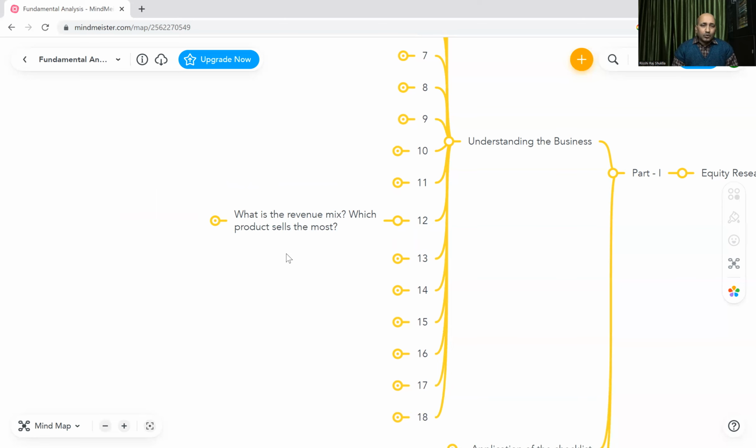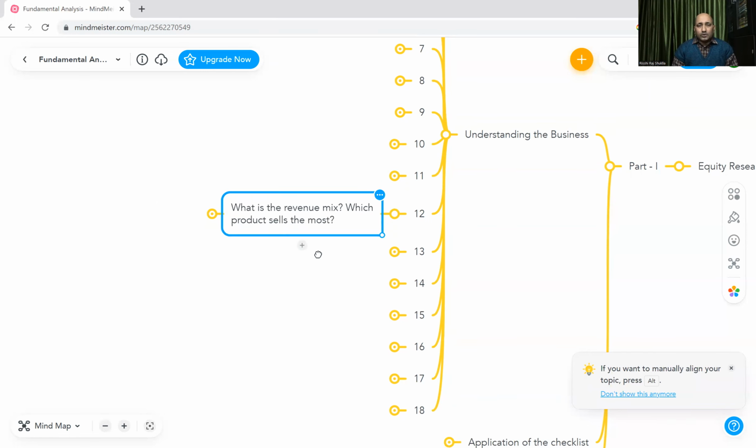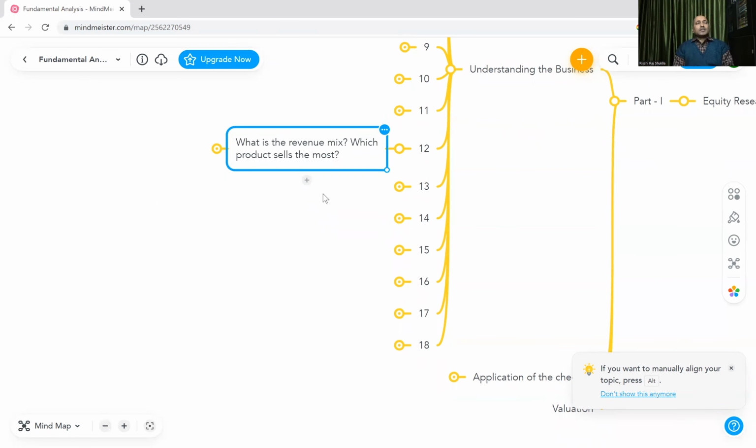What is the revenue mix? Which product sells the most? Of course, we should see this also. We can see the example of ITC. Even now, their major revenue source is cigarettes only. They are heavily dependent on it. They try to have different revenue. Of course, they try to move into FMCG and so many sectors. But up to now, they are not so successful and remain dependent on the cigarette business. So we have to see their revenue mix.